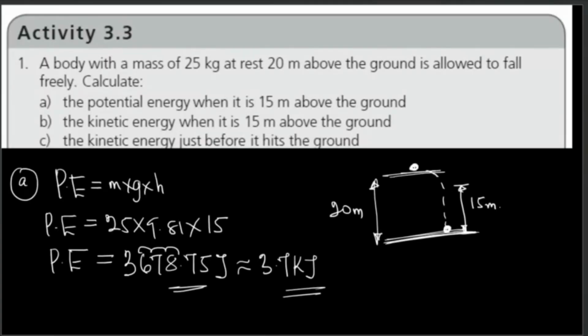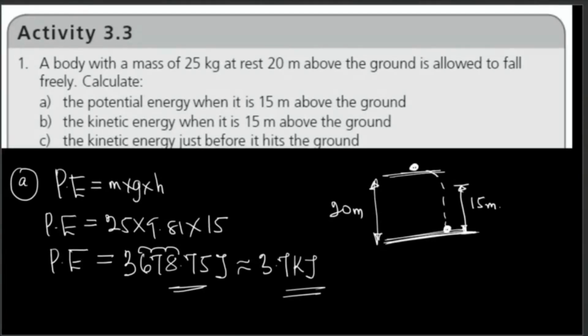Let's look at the second question. So I'm going to change the slide. I'm going to read from here. Can you just copy it down? Kinetic energy, just kinetic energy when it is 15 meters above the ground, the B part, and then the C part, write down one too. Because I'm going to change it. I'm going to be reading it from my textbook here.